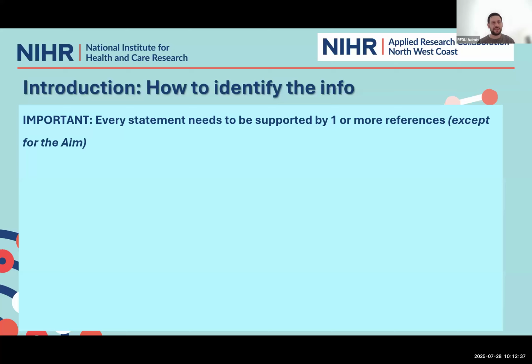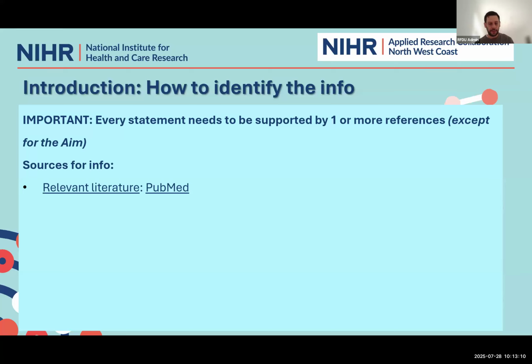But even if it's trivial, we need to find some reference supporting what we're writing, and this is typical of any scientific article. This is valid for everything apart from the aim, because the aim will come from the economic evaluation paper itself. So that's something we can naturally support by just indicating that it is the aim of the authors of the economic evaluation. But for everything else, we need to have one or more references substantiating any statement we make.